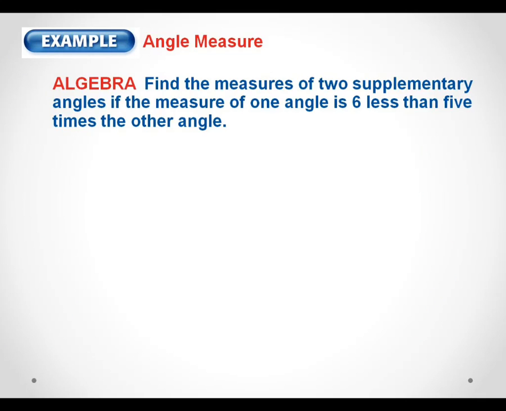So for example, if I want to find the measure of two supplementary angles, so together they're 180, one angle is 6 less than 5 times the other. Let's call these angles x and y. So it just gives it to me in words here. I want to find what these two angles are if one of them is 6 less than 5 times the other.